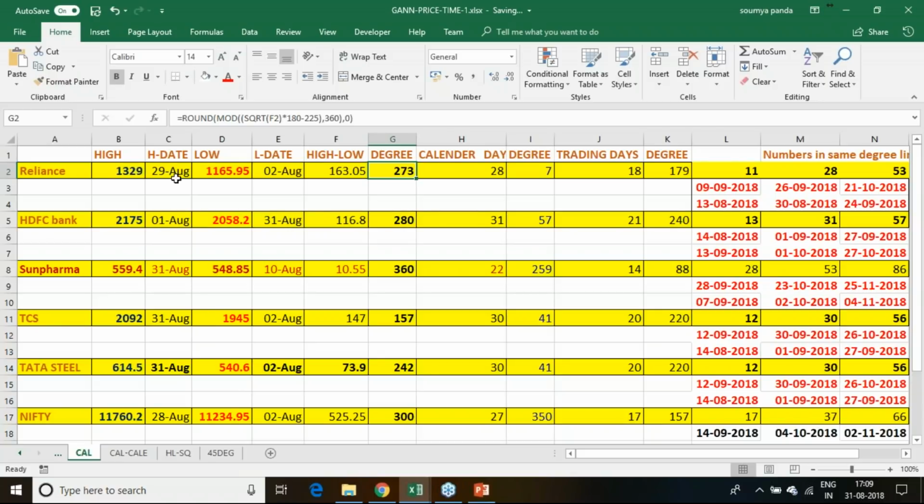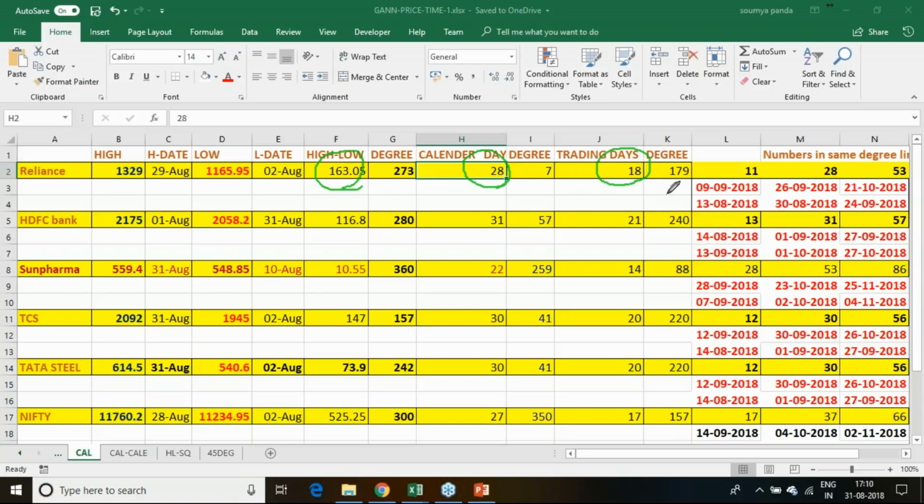Then between these high and low formations, how many trading days and how many calendar days are there? If I take 18 trading days, and if I take calendar days, it is 28 calendar days. So this 28 I am converting to degree. This 18 also I am converting to degree. So all three things are now converted to degree. The price range I have got, that I have converted. The calendar days I have converted. The trading days also I have converted.